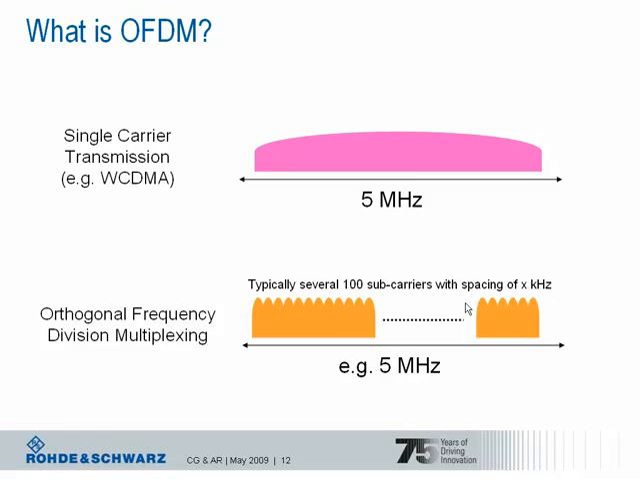So typically you have several hundred subcarriers in a certain bandwidth, and they have a constant spacing of some kilohertz. The figure shows an example for the 5 MHz bandwidth, and you see the subcarriers. But of course, you can easily scale the OFDM principle also to higher bandwidths, like in LTE, where you have up to 20 MHz bandwidths.